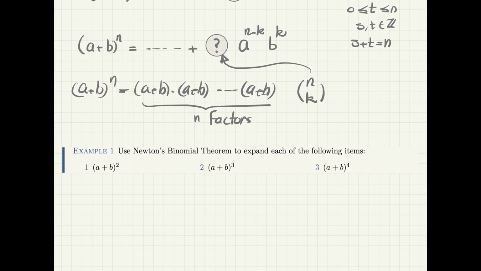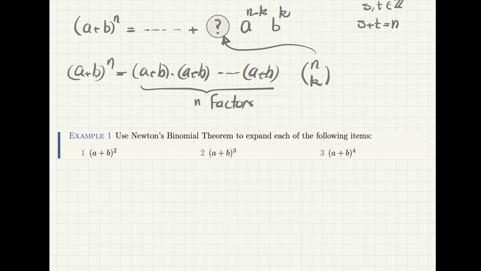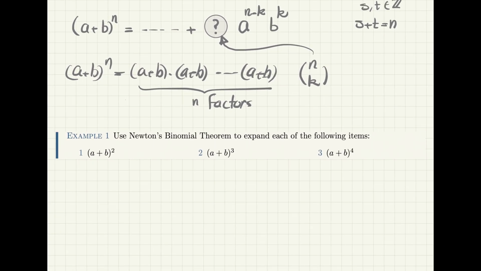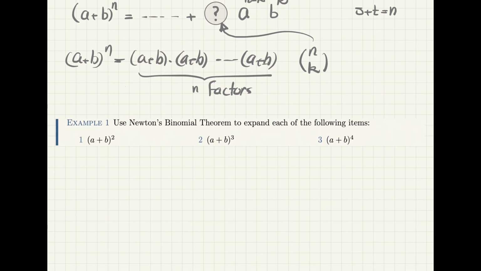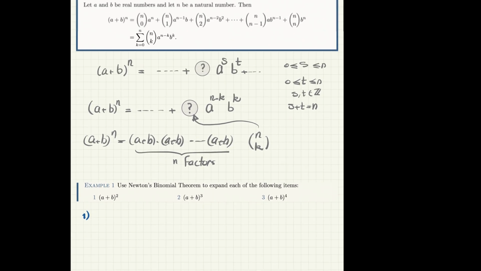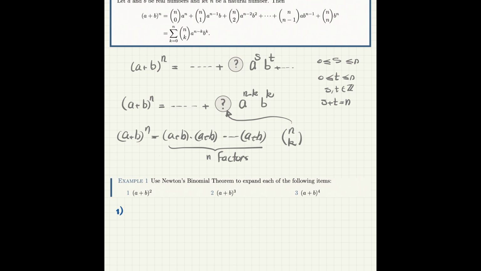Okay, so let us immediately do the first example. Use the binomial theorem to expand each of the following items. Of course, you immediately know the formula of the answer to the first part, but let us pretend that we don't know and we want to find it using the binomial theorem. Yes, so what should I do? Let me make it a little bit smaller so that you can see that.